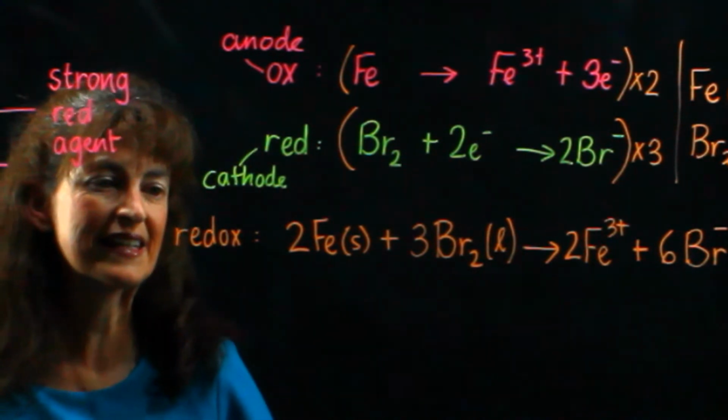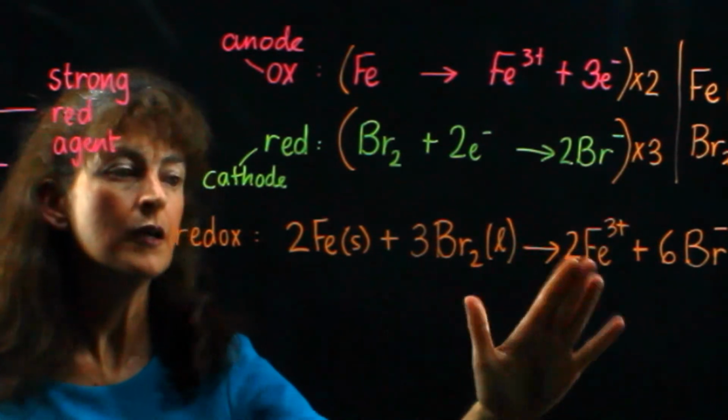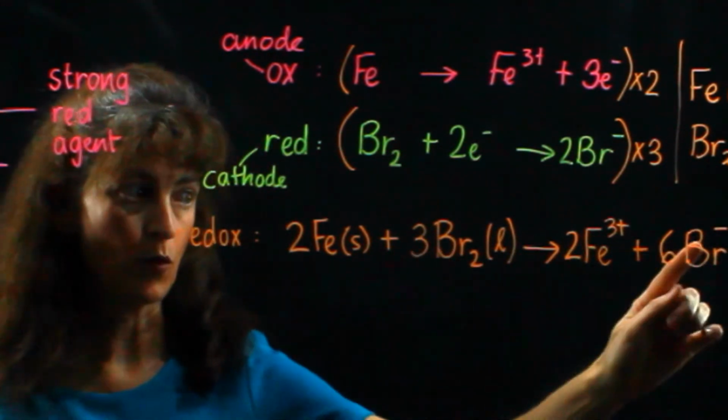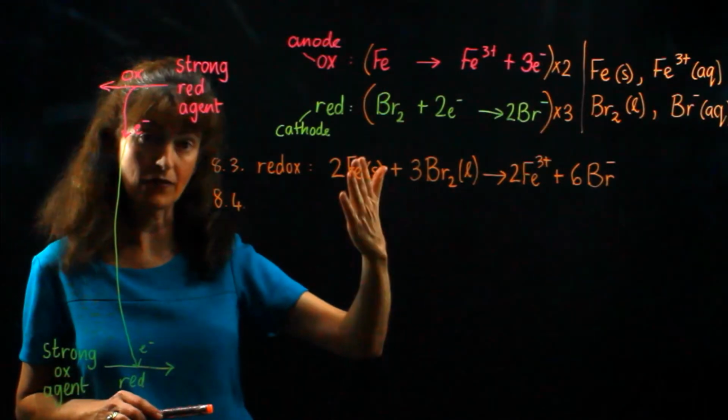And you can indeed see we have 2Fe, 2Fe, of course that's 3+, and 6 Br, 6 Br, remembering, of course, that this is minus actually. Next question, 8.4. We're asked to find what the starting potential is of the cell.